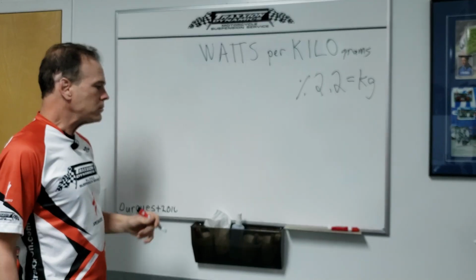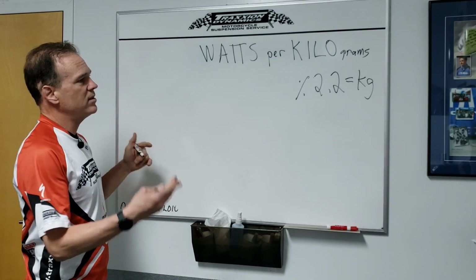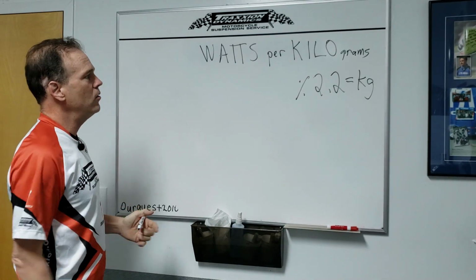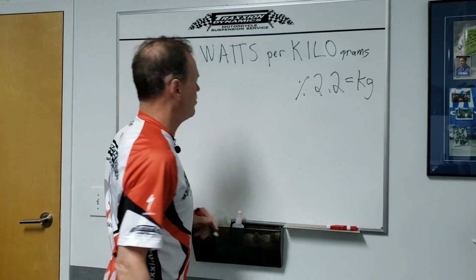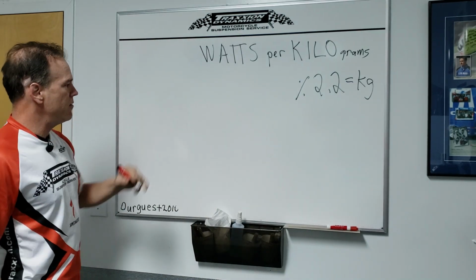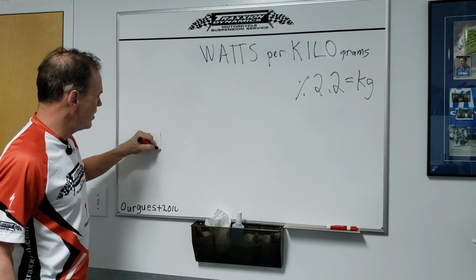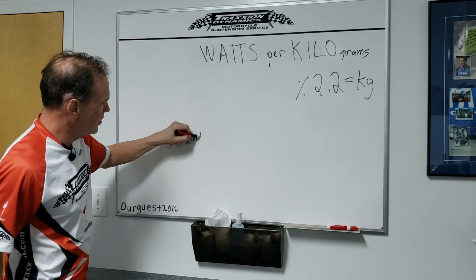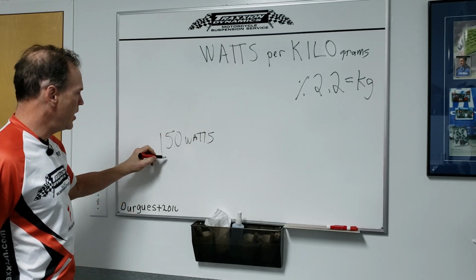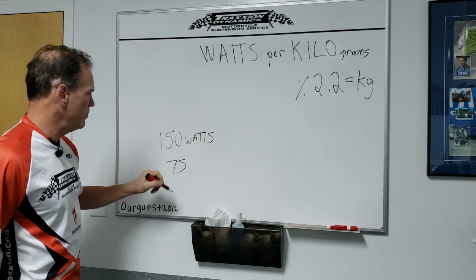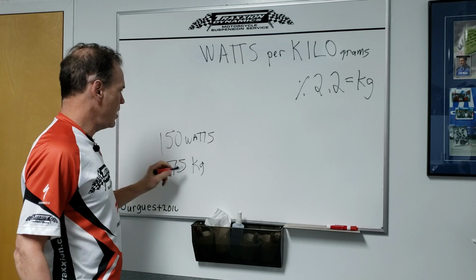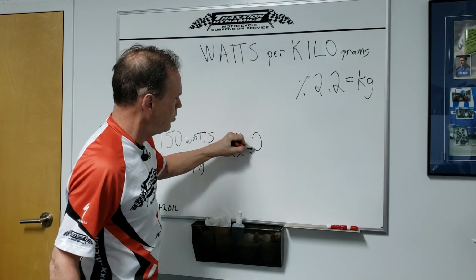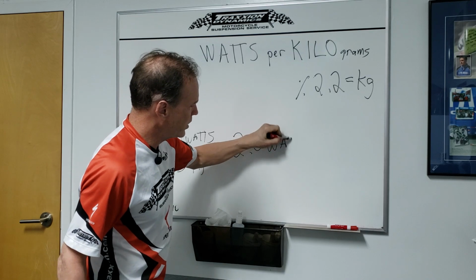All right, now the way it works out so that you know exactly where to go is, once you have that number, and let's say you ride around in Zwift for a while and you say, I'm very comfortable riding at 150 watts and I weigh 75 kilograms, then I am comfortable riding at 2.0 watts per kilo.